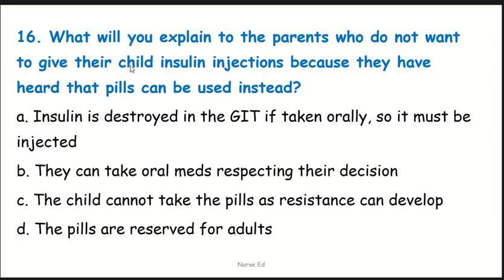Question number 16. What will you explain to the parents who do not want to give their child insulin injection because they have heard that pills can be used instead? Option A, insulin is destroyed in the GIT if taken orally, so it must be injected. Option B, they can take oral medicines, respecting their decision. Option C, the child cannot take the pills as resistance can develop. Option D, the pills are reserved for adults.